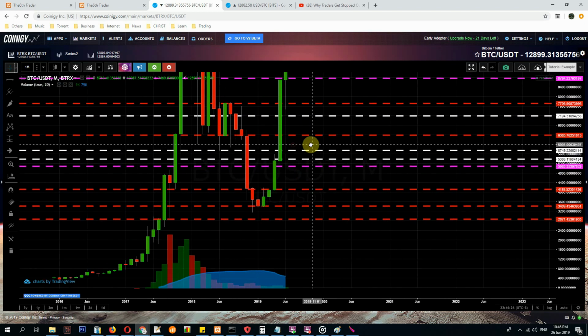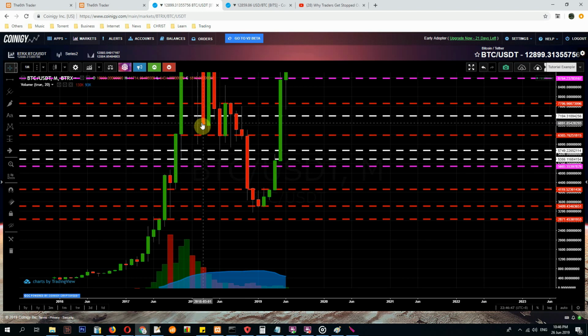Notice this portion here. This red monthly support, during the time it was in a downtrend, it bounced off 1, 2, 3, 4, 5, 6, 7, 8. It became support 8 times. During the uptrend, it was a resistance. During the downtrend, it became support 8 times. Okay, this is very significant.